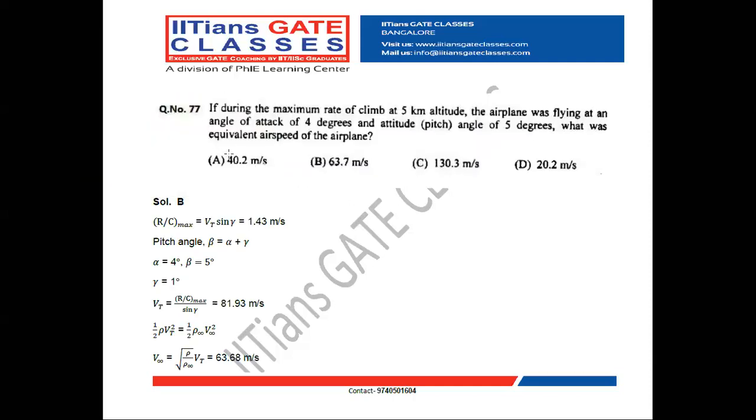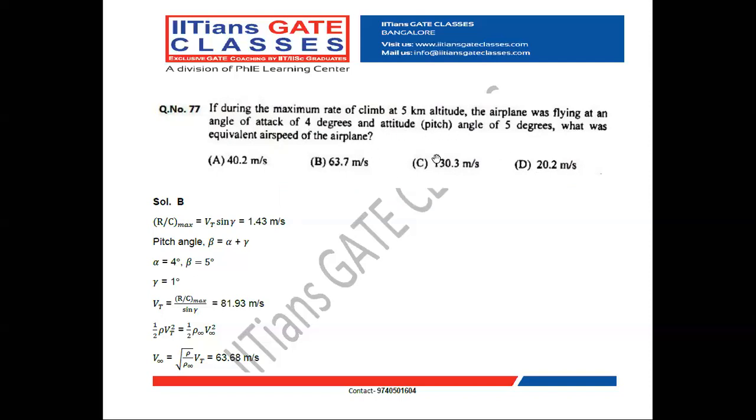Now, in the linked question, question number 77, if during maximum rate of climb at 5 km altitude, the airplane was flying at an angle of attack of 4 degree, attitude angle of 5 degree, what was the equivalent speed of the airplane? Option A 40.2 meter per second. Option B 63.7 meter per second. Option C 130.3 meter per second. Option D 20.2 meter per second.